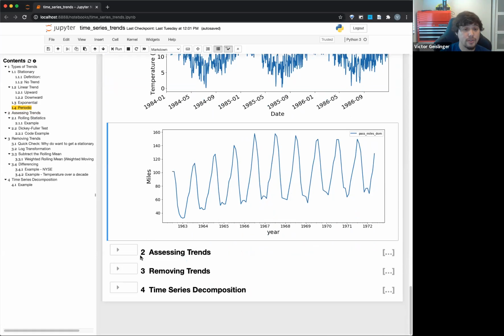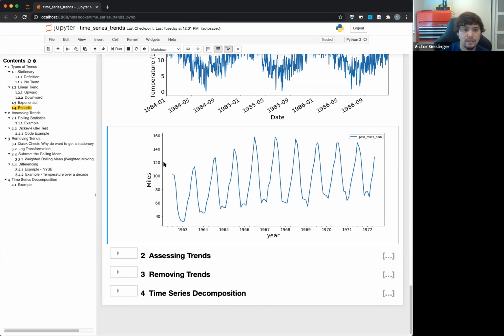All right, so those are different types of trends that we're going to really focus on. Any questions at all that came across these first few parts? Feeling pretty good? Yeah. All right, cool.